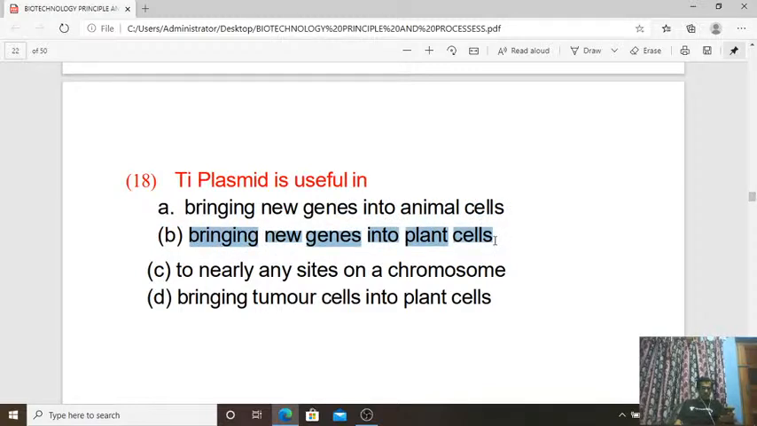That is Prekshita. Okay. So the answer to the 18th question is B.